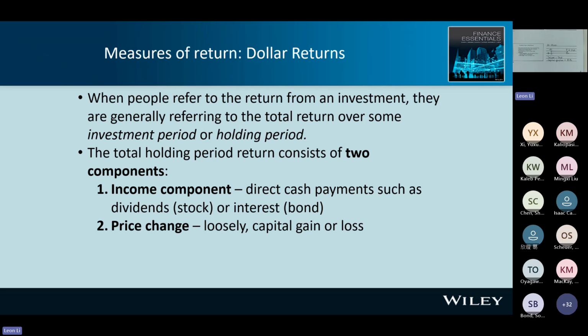Not only stock, let's consider a house. If you are a house owner, you also have two components for your return. One is income, like rent. You can rent out your house to someone. Rent is the income component. The other one is the price change. If you sell your house, you will have a capital gain or loss. That means P1 minus P0 might be negative, which is a capital loss. So this is the dollar return.